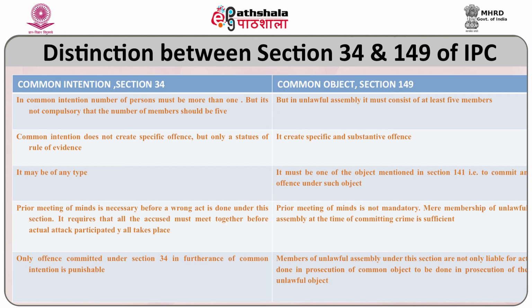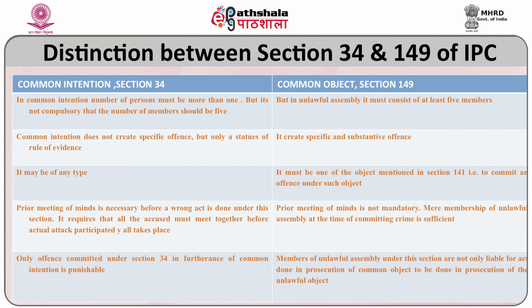The second difference is that common intention does not create a specific offence, but is only a rule of evidence. Whereas in the case of common object under 149, it creates a specific and substantive offence. The third difference is that under section 34, the object may be of any type, but under section 149, it must be one of the objects mentioned in section 141, that is, to commit an offence under such object.